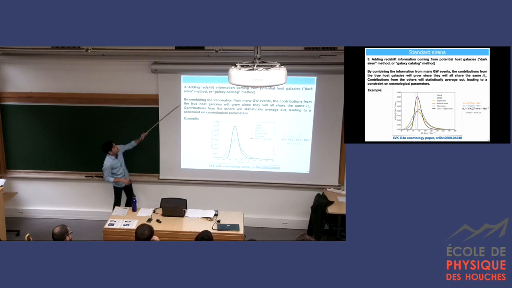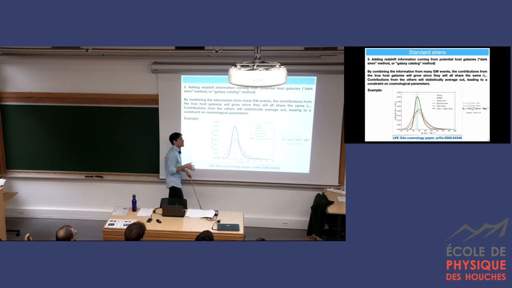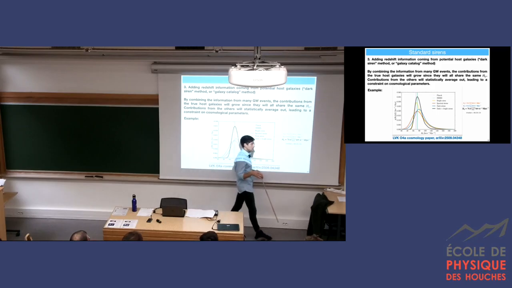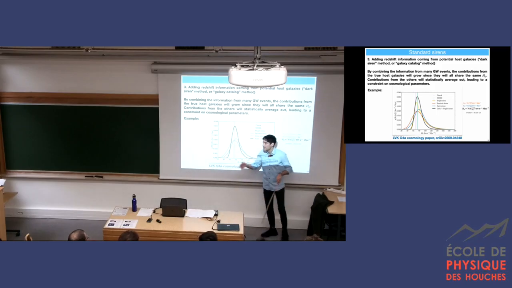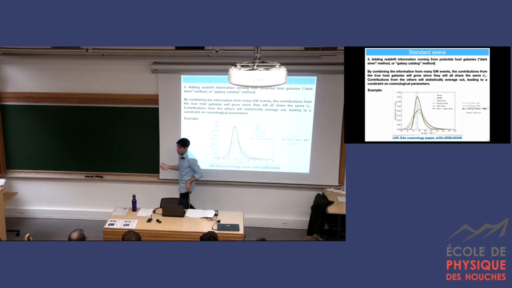The idea is that by combining the information from many GW events, the contributions from the true host galaxies will grow, since they all share the same H0. In principle, there has to be a true H0 that we want to infer, and this has to be common to all of the events. So contributions from the other values of H0 will statistically average out, leading to a constraint on the cosmological parameter, in this case H0.